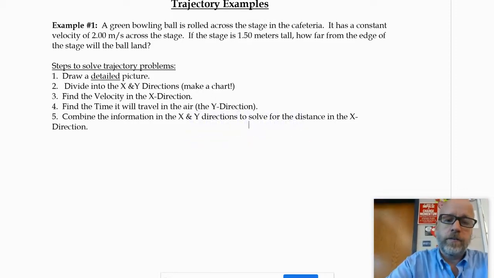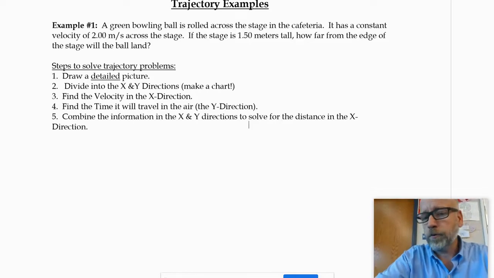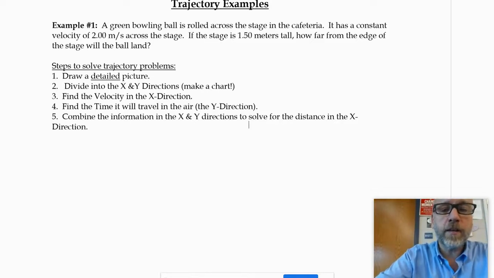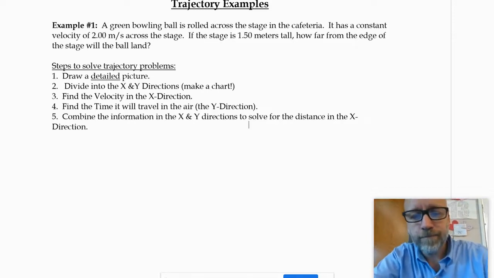This says, a green bowling ball is rolled across the stage in the cafeteria. Don't ask. It's old school. It has a constant velocity of 2 meters per second across the stage. If the stage is 1.5 meters tall, how far from the edge of the stage will the ball land?